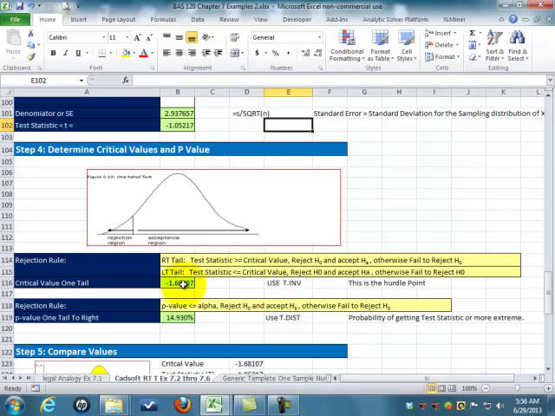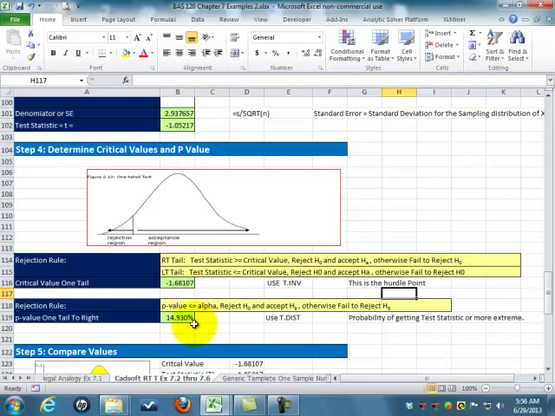Well, to find our critical value in Excel, we use our TINV, and we calculate it. There you can see it right there. And this is our hurdle point. So this is our hurdle. So the critical value is negative 1.06. Now, because this is not less than our critical value, we will not reject the null hypothesis.